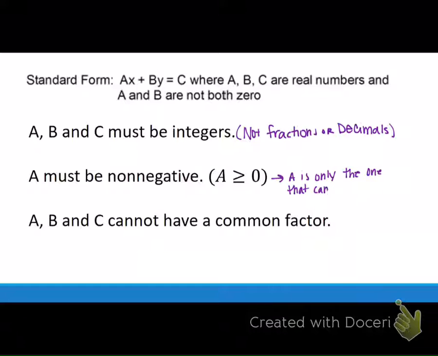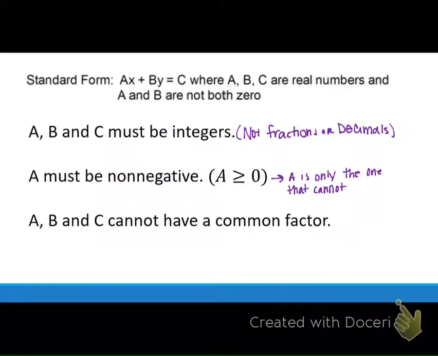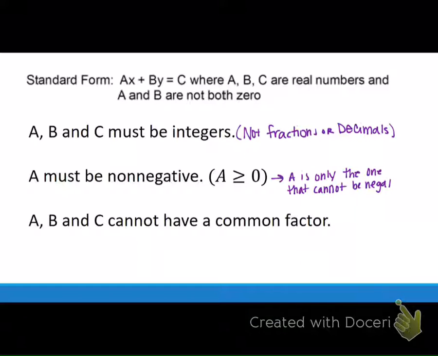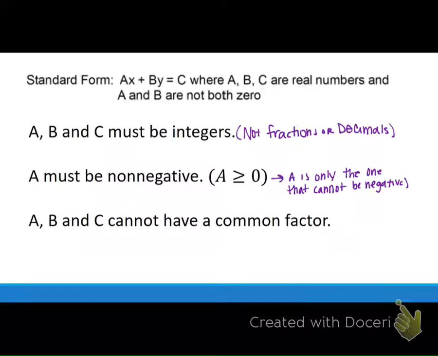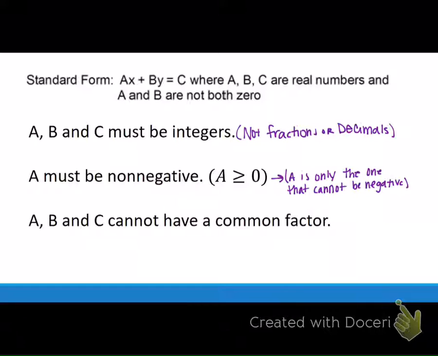So A is the number in front of X, B is the number in front of Y, and C is the number on the opposite side of the equal sign. So A is the only one that cannot be negative. And then it says A, B, and C cannot have a common factor. So let's talk about what that means.